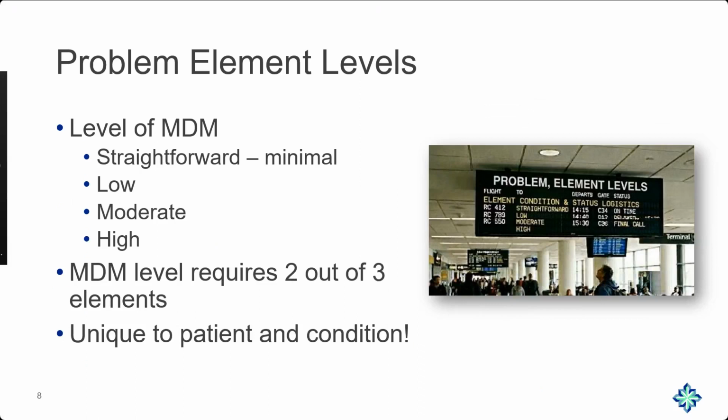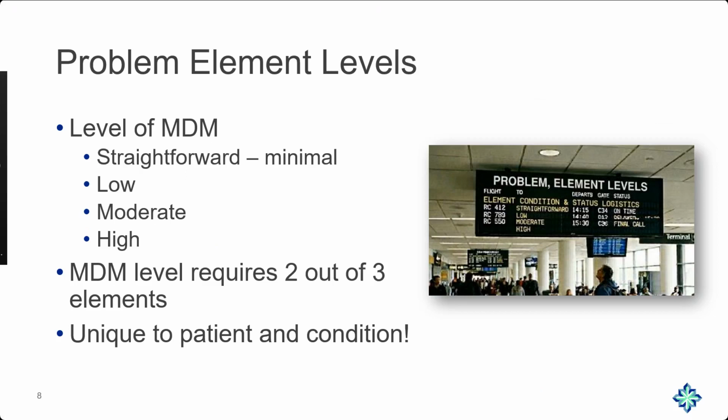So there are different levels for problem, data, and risk. The problem element has 4 levels. Data and risk sometimes only have 3, and that is because for some of those elements, CPT has combined straightforward and low. But for problem, we do have straightforward, which is minimal. We'll talk about what that means in a minute. We have low, we have moderate, and we have high.